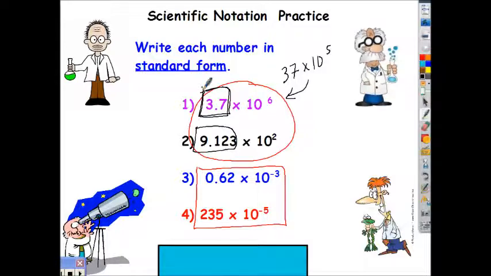To make this really easy for you, to make sure this is between 1 and 10, you can only have one non-zero number in front of the decimal. One non-zero number in front of the decimal.